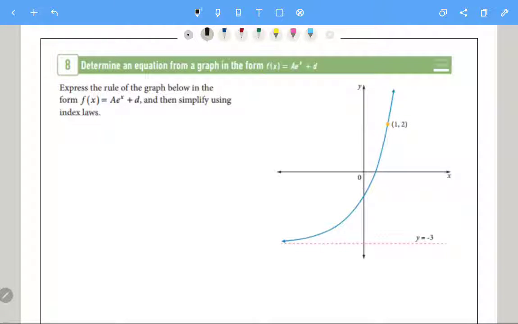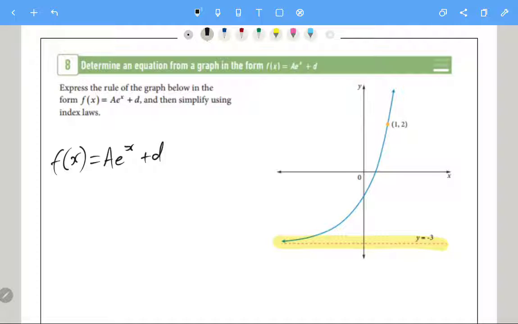Alrighty, let's have a look at actually going backwards, and now that we've got a graph, let's work out what the equation is. And the first place to start is always going to be that asymptote. You'll notice we're using the form of the equation f of x is equal to a e to the x plus d, which is a simple form of the equation. So we're only going to work out two constants, a and d.